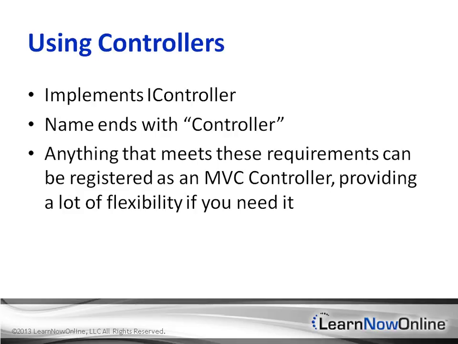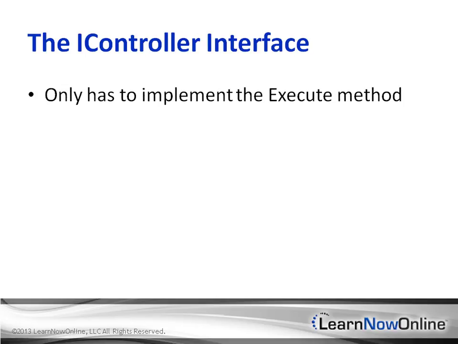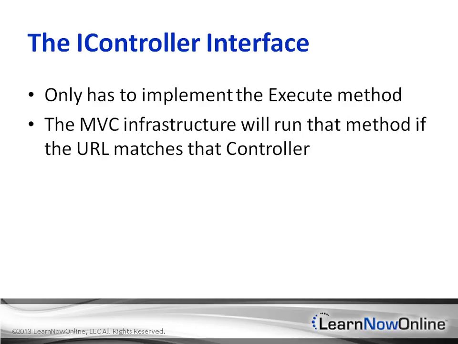So we can write our own controllers, or even our own little mini controllers to handle certain fringe cases. So let's talk about this IController interface. It is one of the world's easiest interfaces to implement. It only has to implement the Execute method. That's it. If you implement this interface and the Execute method, whatever you return out of that Execute method is what's going to come out of your controller. The MVC infrastructure will automatically run that method as long as the URL matches what you've set up and named in that controller.